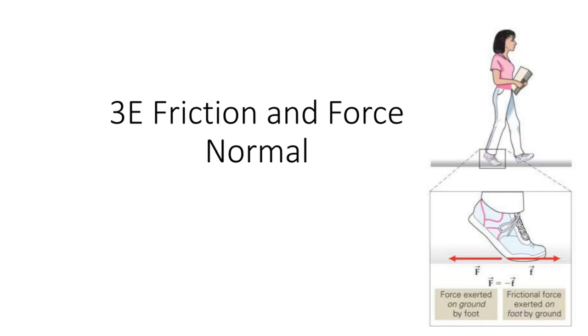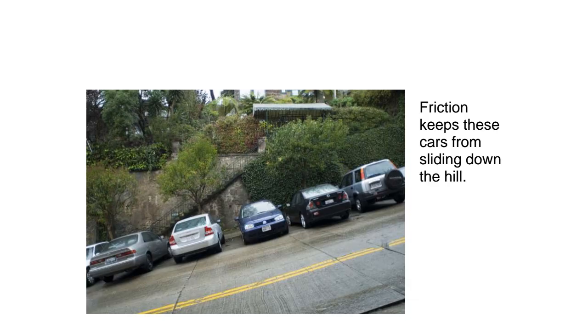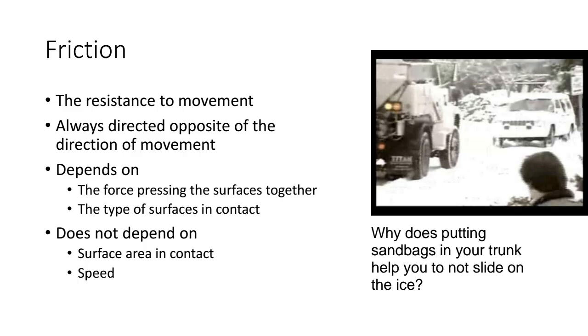Friction and normal force. Friction is what keeps these cars from sliding down the hill. Friction is the resistance to movement and is always directed in the opposite direction of that movement. For example, if you are pushing on an object, friction will be pointing in the opposite direction.